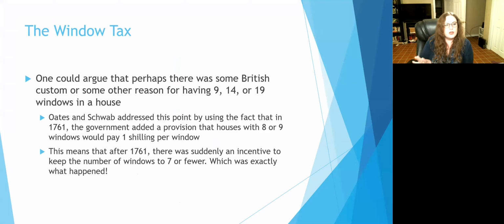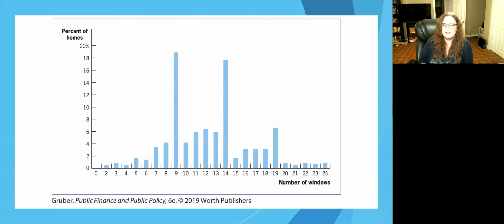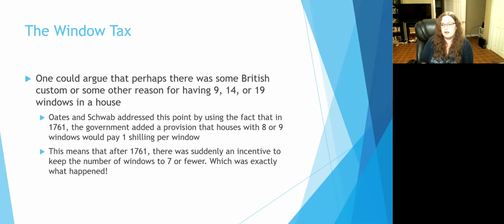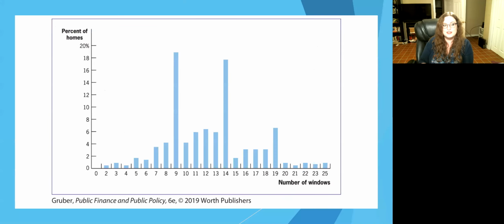So they instead looked at when the government shifted again in 1761. The government added a provision because they were realizing that a lot of people had 9 windows, right? So they put in a new one that if you had houses with 8 or 9 windows, you actually had to pay a shilling per window. Notice that inflation had happened and windows were worth more money. Anyways, that means that after 1761, there was suddenly an incentive to no longer stay at that 9 window amount, right? Because you were about to pay a lot in taxes if you stayed at that 9 window amount.